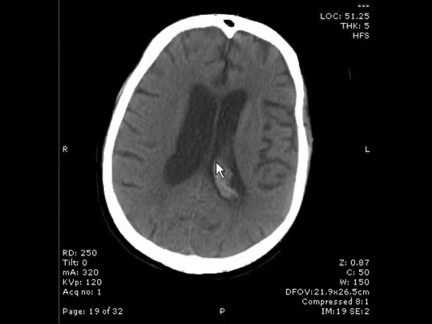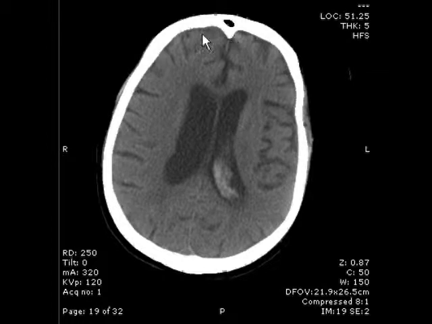Alright, now when evaluating the head CT itself, I like to use the mnemonic "blood can be very bad" to remind myself to look at everything. I think it's a good mnemonic for people starting out. So first of all, blood.